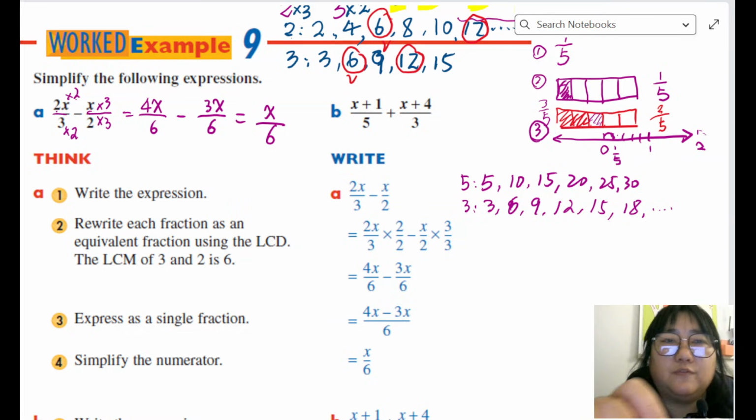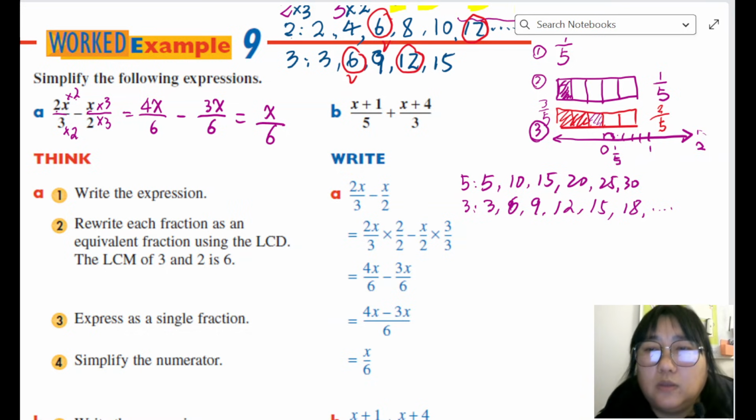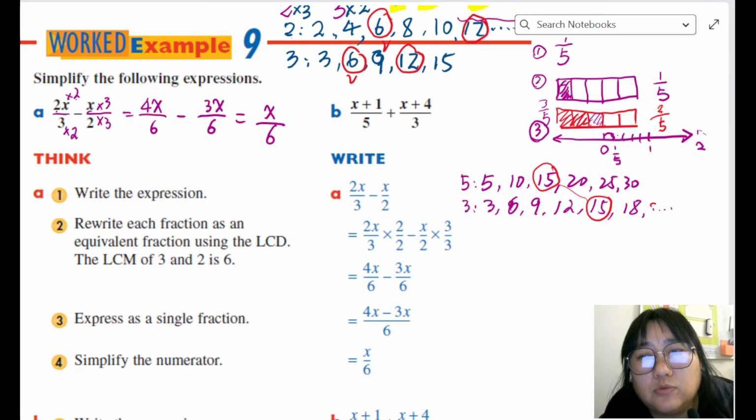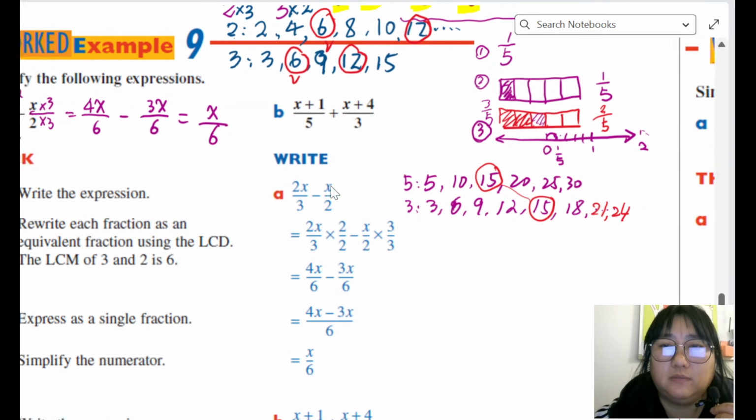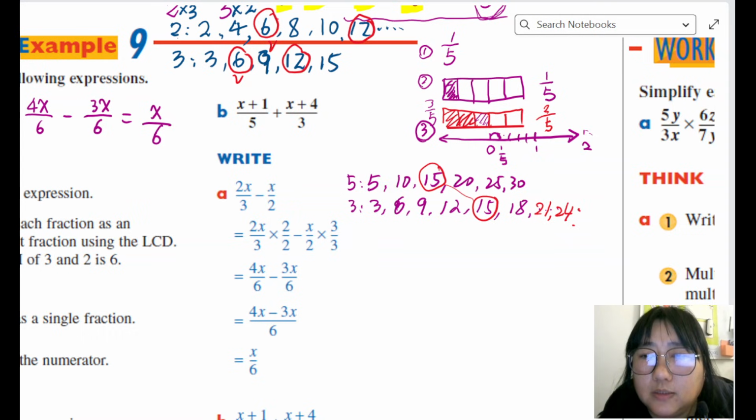Now you can find the lowest common multiple: they first have 15 in common. That's the first common multiple. If I want to write more, I can, for example 21, 24, 27, and 30. Then I have the second common multiple.